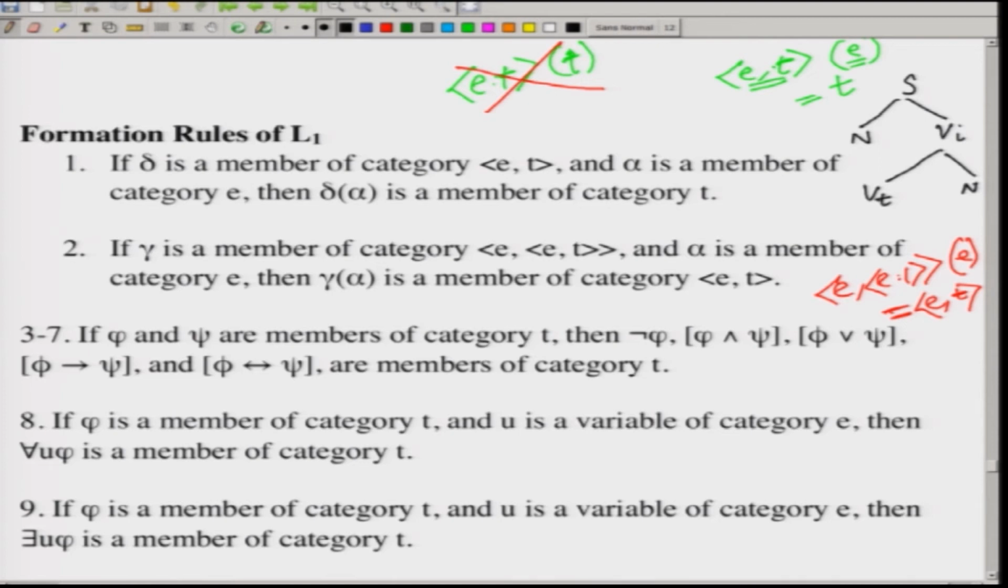Now, we can put types here. So, finally, S will be the type T, of course, because any sentence, any formula, would belong to this level, and N will be E because it is a noun. And now, what is Vi? You see, E to T will take an E and yield a T. So, this is fine, and this is E and this is E to T. This is how I already construct.